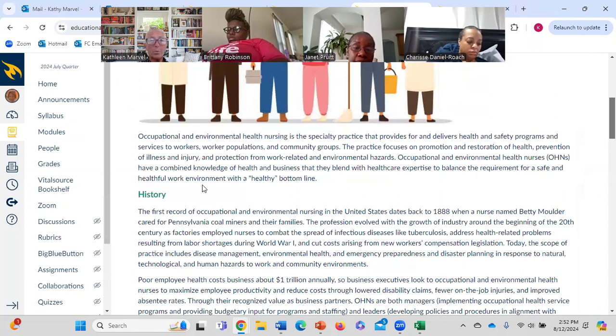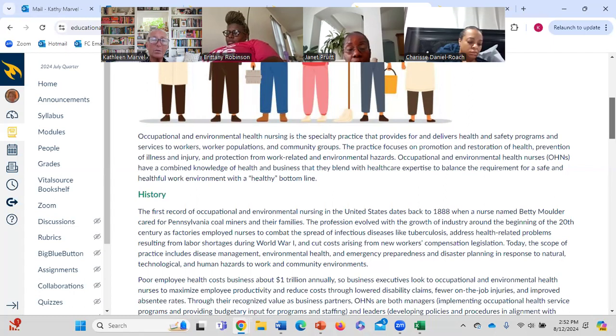I'm not going to read this whole thing, but I want to point out a few things before we go to the PowerPoint. Occupational environmental health nursing is a specialty practice that provides and delivers health and safety programs and services to workers, worker populations, and community groups. This practice focuses on the promotion and restoration of health, prevention of illness and injuries, and protection from work-related and environmental hazards. Obviously, a safe working environment is the goal.